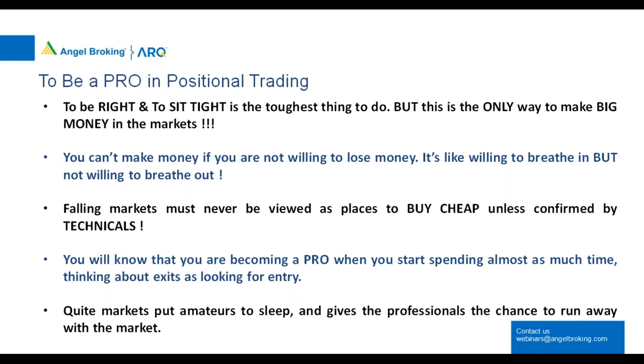So the next point you need to remember in order to become a pro is that falling markets must never be viewed as places to buy cheap unless confirmed by technicals. Just because a stock has fallen from 500 to 400, it's not a sufficient reason for you to buy that stock. You should look at it through the screen of technical analysis. What is technical analysis telling about that particular stock? The more you look at the charts, the better you become at it, and the more you can keep your emotions away from the charts, the even better you become at it.